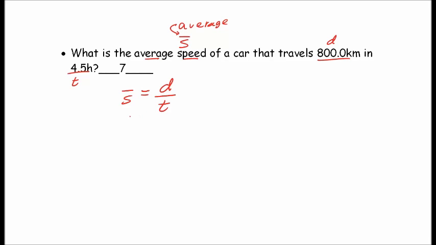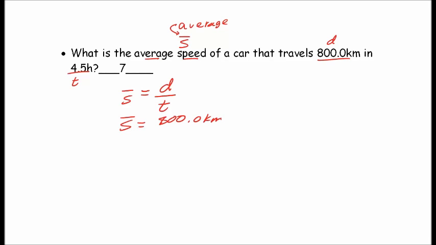The next step is to substitute the proper values and units of measurement into that problem. Substitute the variables for the actual numbers and units. So the distance, D, becomes 800.0 kilometers.